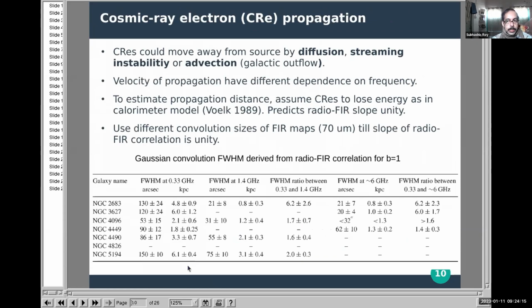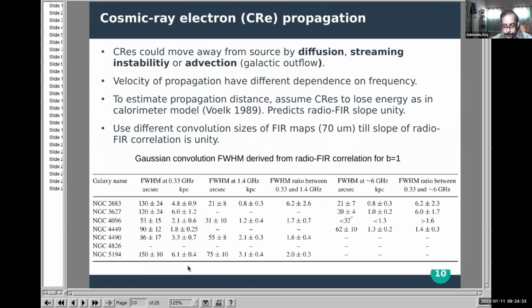Now, let's consider their propagation. So the cosmic electrons, as I mentioned, move away from the source either by diffusion, or through streaming instability, or through advection, which you can also call galactic outflow. Now, the velocity of propagation has different dependence on frequency.